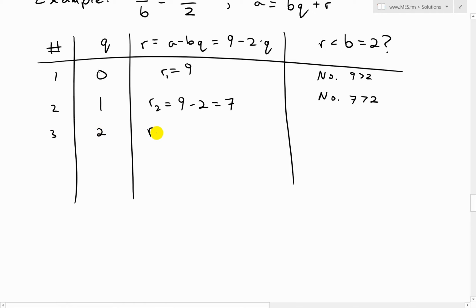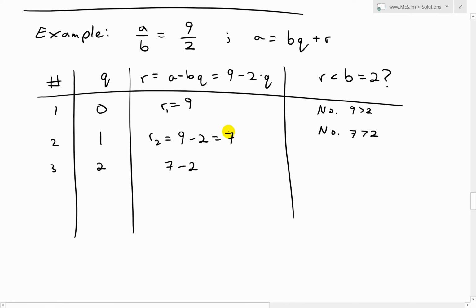Now we have r3. I'll just write these down. This is going to be 7 minus 2, because we always subtract b from the previous one. You could also put in brackets like this, just to show you, this is the same thing as 9 minus 2 times 2, which equals 9 minus 4. 7 minus 2 is 5, same thing as 9 minus 4 is 5.